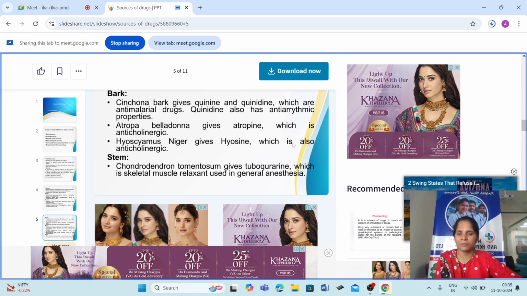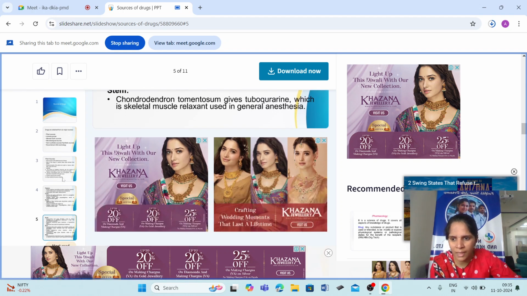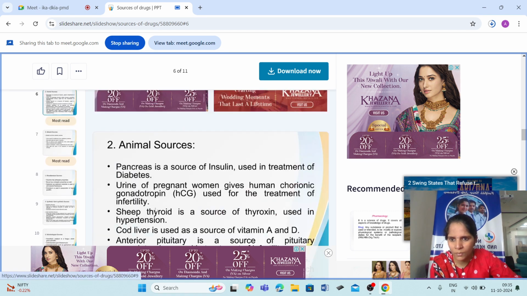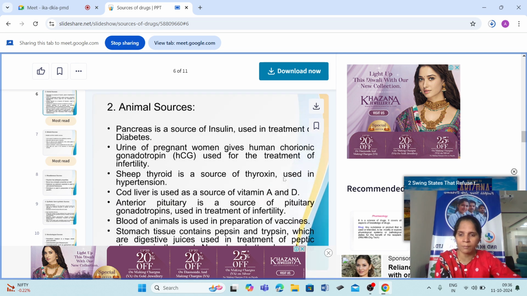I think in pharmacology practical you might have studied D-tubocurarine. Did you study? Yes, ma'am. D-tubocurarine. This can be used as what? Skeletal muscle relaxant in case of general anesthesia. If a person is given a general anesthetic, this is used as a skeletal muscle relaxant. So those were the sources of drugs from plants.